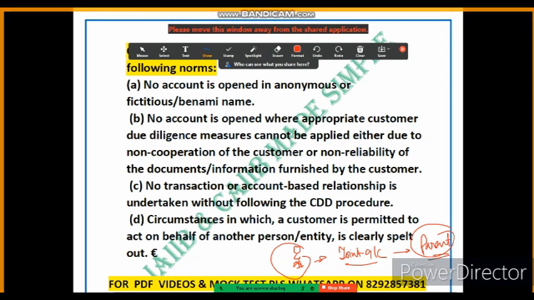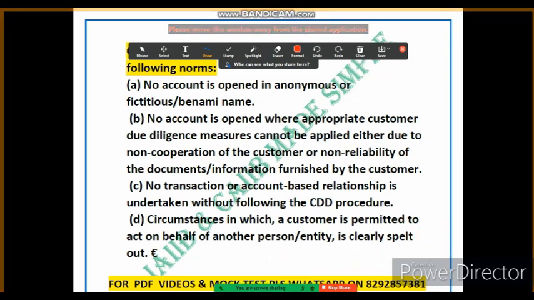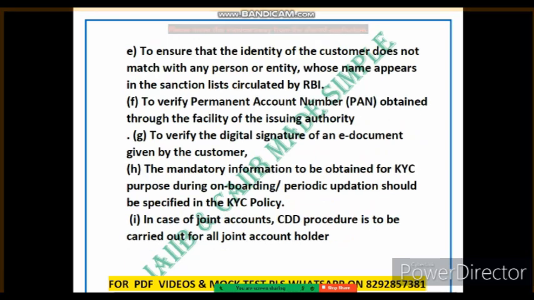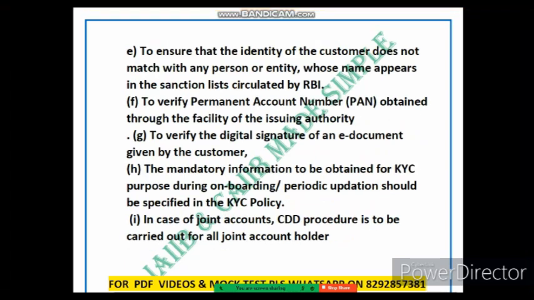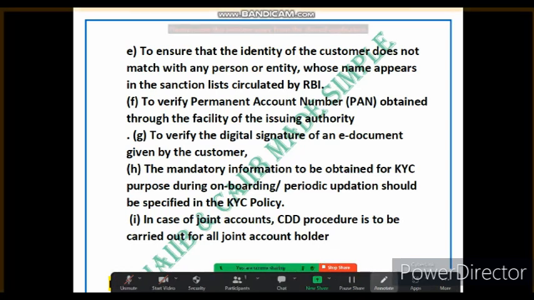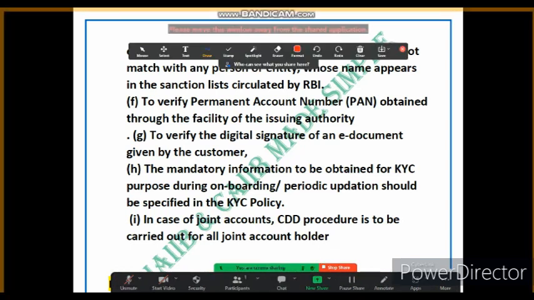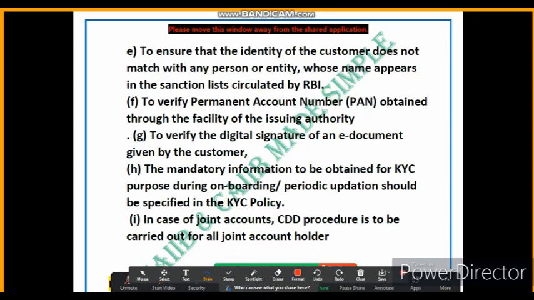Now let's move to the next slide. Hopefully you have understood the prerequisites for CDD for CAP. Now let's see the next point. The customer acceptance policy should include measures to verify that the customer's identity does not match any individual or entity listed in the sanction list. You know, there is a sanction list provided by the RBI, and the customer should not be listed in it.